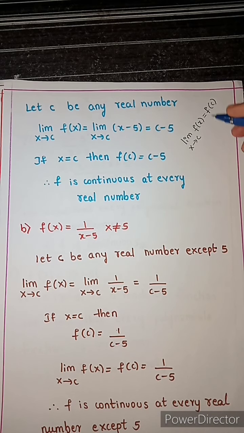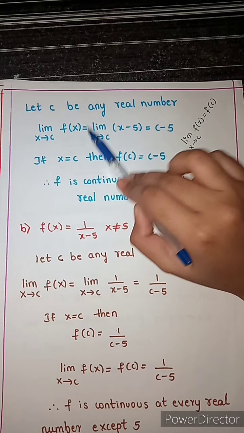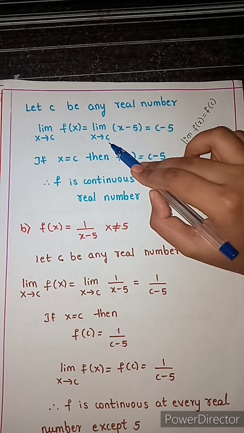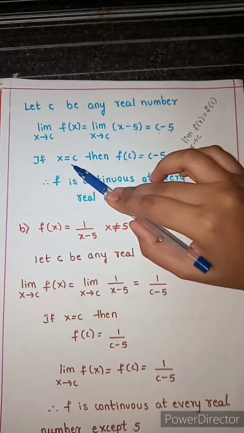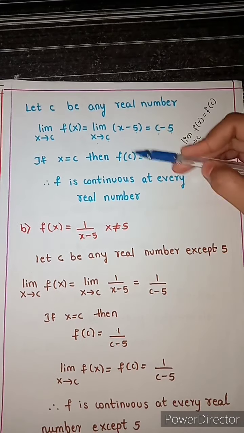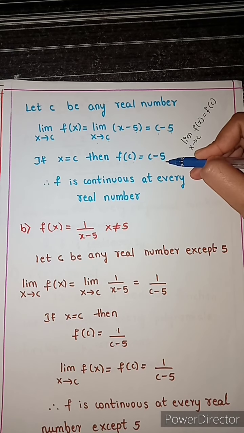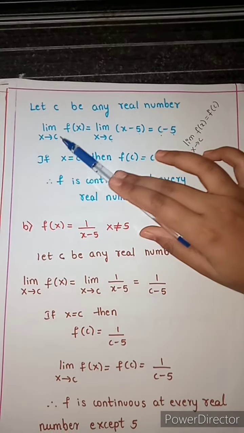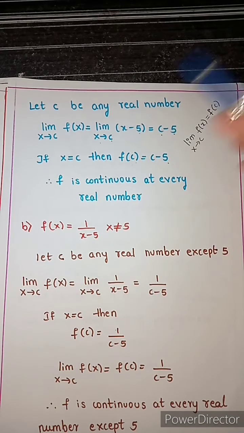Now let's apply the limits first. Limit x tends to c, f of x, where f of x is x minus 5. Now put c. Okay, c minus 5. Now if x is equal to c, then f of c, put c in the place of x, c minus 5. Now see both. Limit x tends to c, f of x is equal to f of c. Therefore the given function f is continuous at every real number.